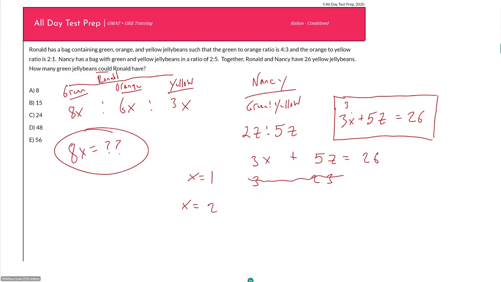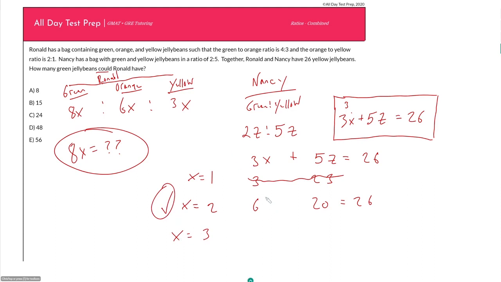What about x equal to 2? 3x is equal to 6, which means this here has to be equal to 20, which works when z is equal to 4. That is true, so this is possible. x could be equal to 2. If x were equal to 2, remember we're looking for 8x. 8x would be equal to 16. That is not an answer choice. So I'm thinking either we did something wrong or we've got to keep going, but this works. This could have been an answer choice.